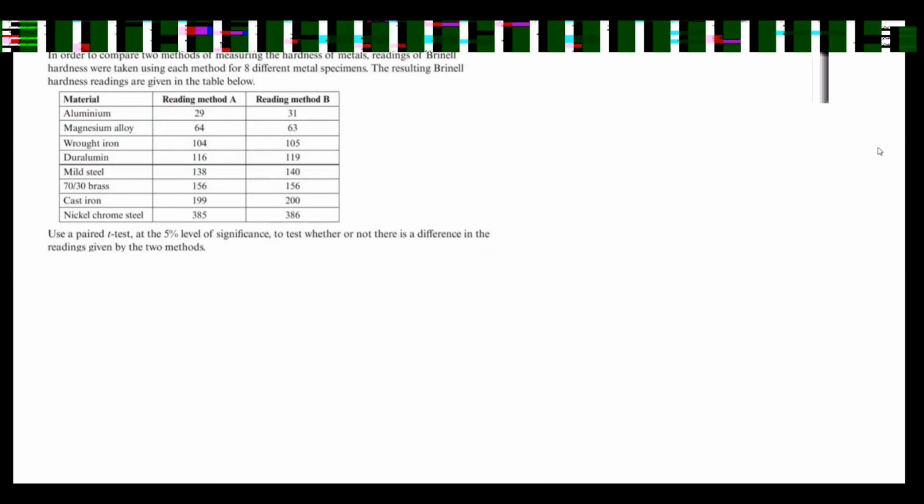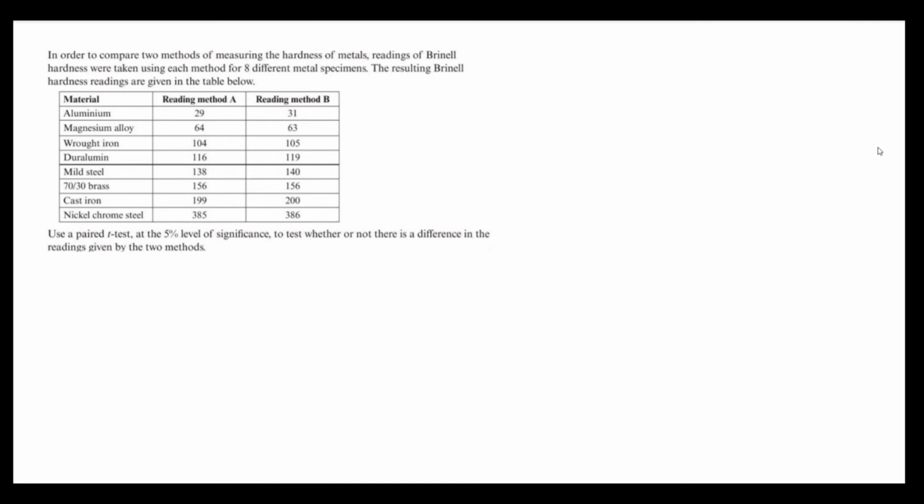Okay, let's have a look at one more example. In this context, we're told, in order to compare two methods of measuring the hardness of metals, readings were taken with both of the methods for 8 different metal specimens. The result is shown in the table, and we're specifically asked to use the paired t-test, 5% significance level, to test whether or not there is a difference between the readings given by those two methods.